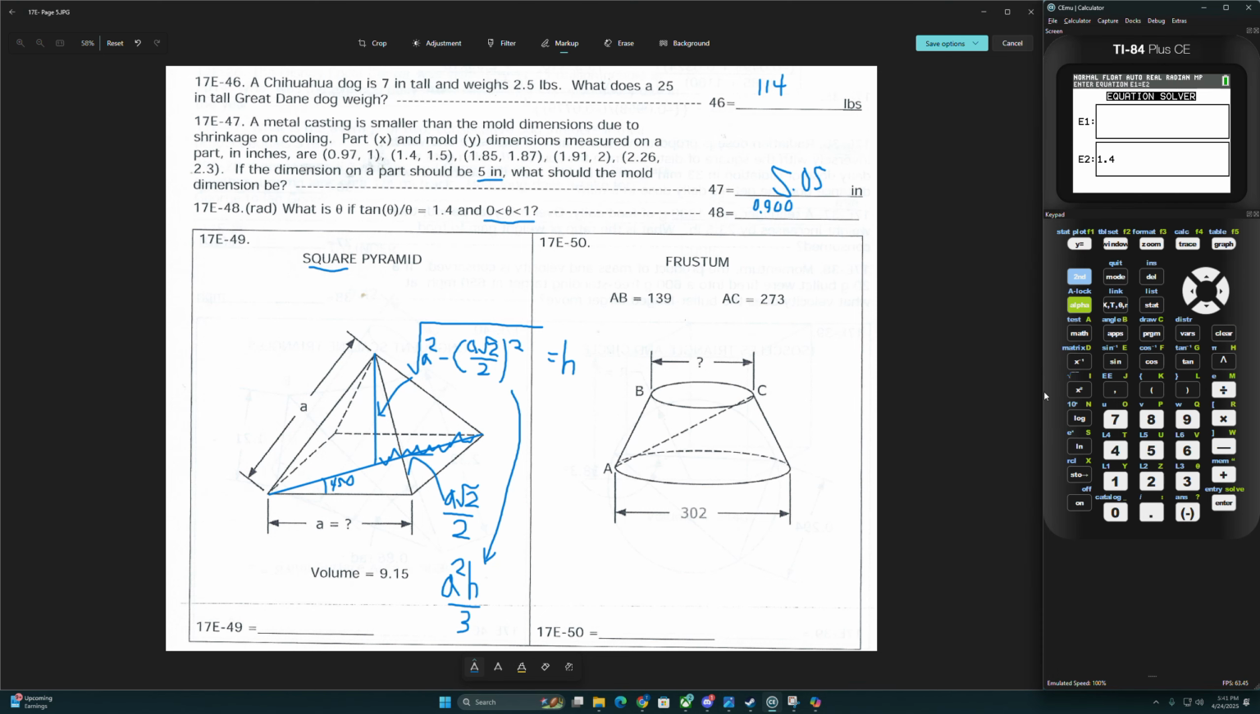All right. So again, we're having to plug this in. It's for the volume, so we're going to set that equal, 9.15 is equal to, I'm just going to use x because x is the fastest to type, x squared multiplied by the square root of x squared minus, I keep on saying a, I mean x, square root of 2 divided by 2, squared. And that's the height, and we divide that by 3. Alright, and we get x equal to 3.39, which is correct.